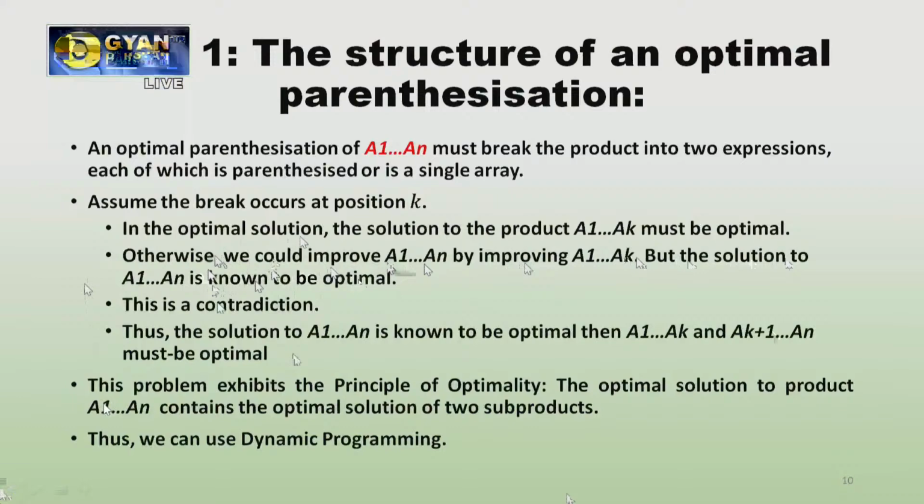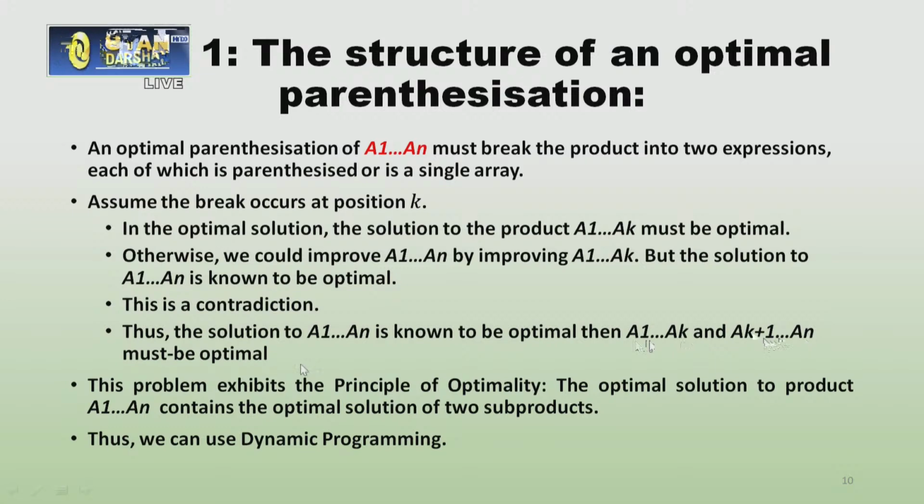Okay, so what we are saying is, let's say this product A1 to AK is optimal. Our result has to be optimal; the number of multiplications is optimal. If A1 to AK is not optimal, then we can improve A1 to AN by improving A1 to AK. But the solution to A1 to AN is known to be optimal. Therefore, A1 to AK has to be optimal. That is the contradiction. Since the solution A1 to AN is known to be optimal, the multiplications of A1 till AK and AK plus 1 till AN must be optimal.